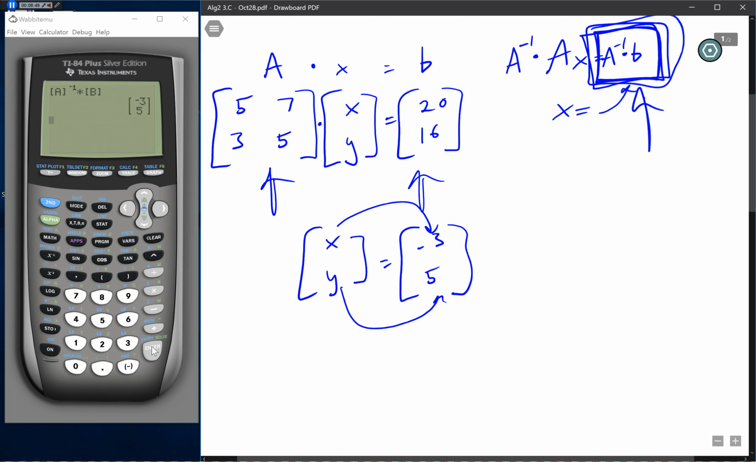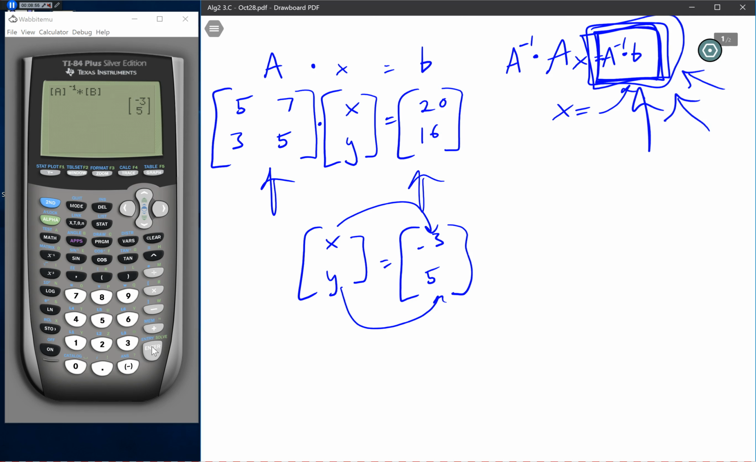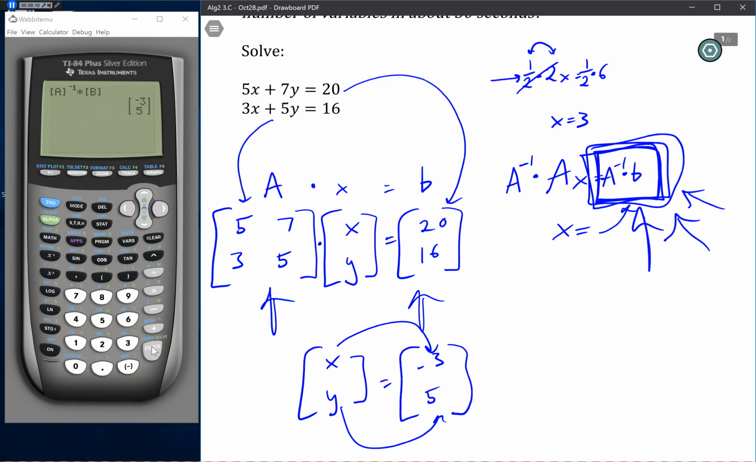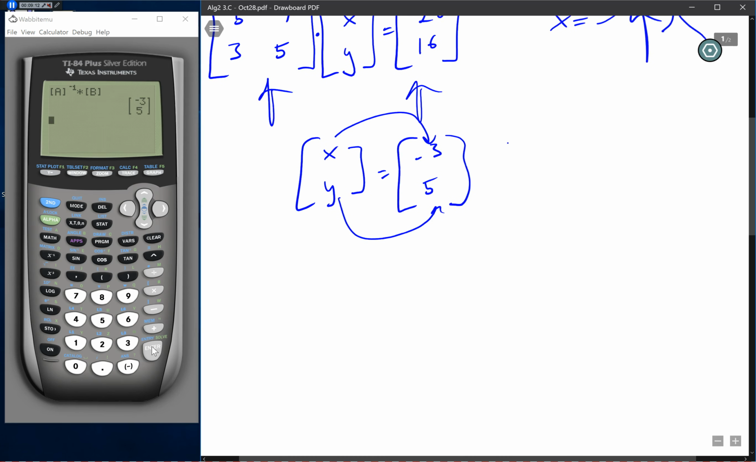Do you have to go through this every single time, this A to the -1 times B reasoning? No, you don't. This is how it's going to work for every single matrix multiplication problem. So all you have to do is take the coefficients. Remember, the coefficients came from here. Take this matrix, simply multiply the inverse of the coefficient matrix times B. That will give you the result. And I know that X equals -3. And Y equals 5. Fantastic. I can do it in about 30 seconds.